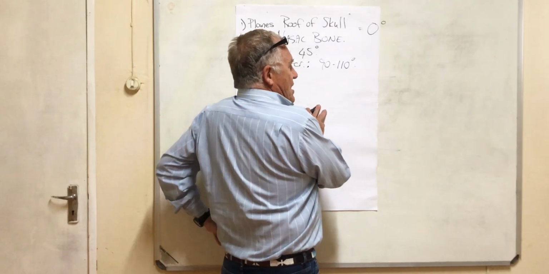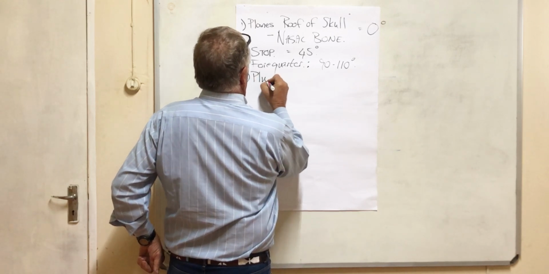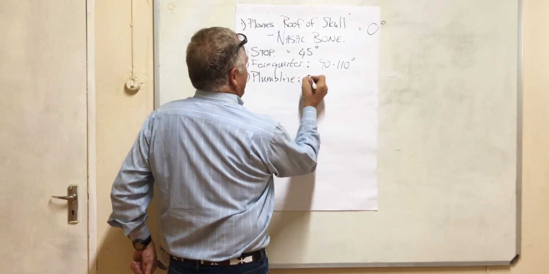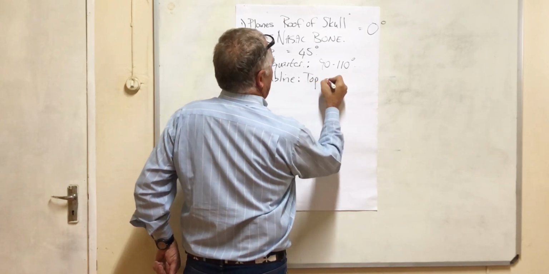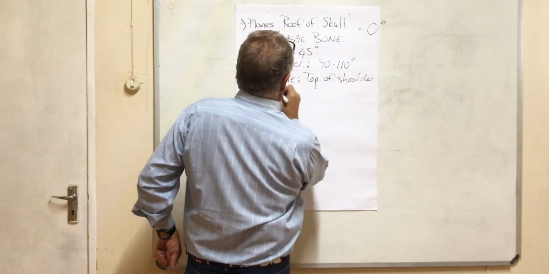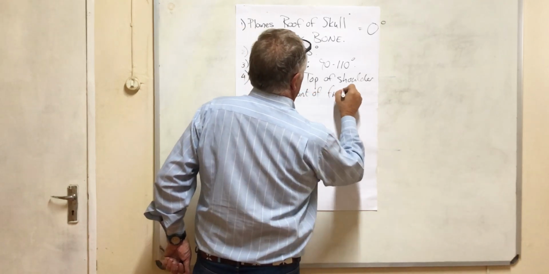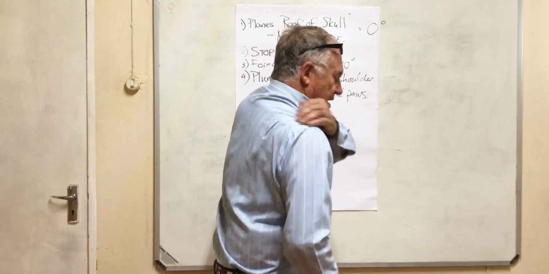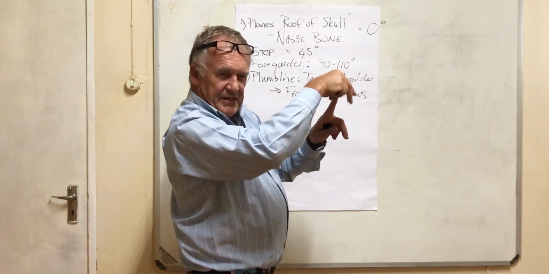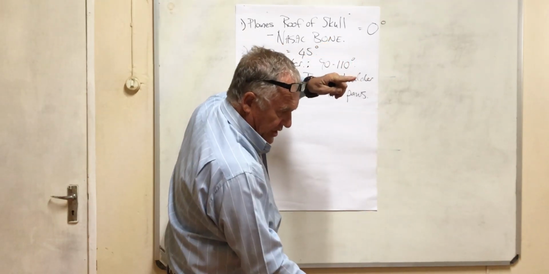The next one we should look at is the plumb line. Right? Now, what is the plumb line? The plumb line is from the top of the shoulder down to the front of the feet. Right, the front of the front paws. If I take the tip of the shoulder blade at the top, where you'll feel there's a little bump, and I draw a line straight down, vertically to the ground, right?